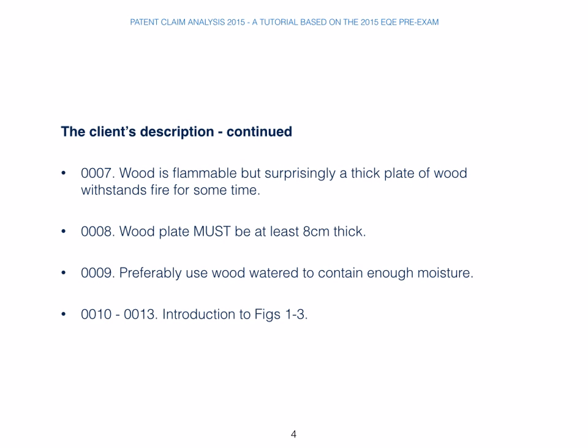Paragraph 7 states that wood is flammable, but surprisingly, a thick plate of wood withstands fire for some time, and it has a heat insulating effect. Paragraph 8 states that the plate has to be thick enough, at least 8 centimeters thick, for it to be suitable for fire protection. That is the wood plate. Paragraph 9 preferably uses wood watered to contain moisture that is released and evaporates.